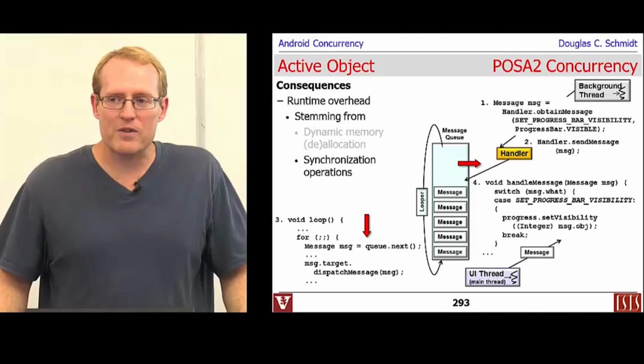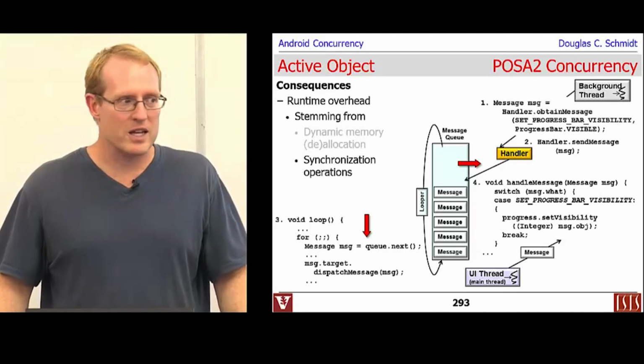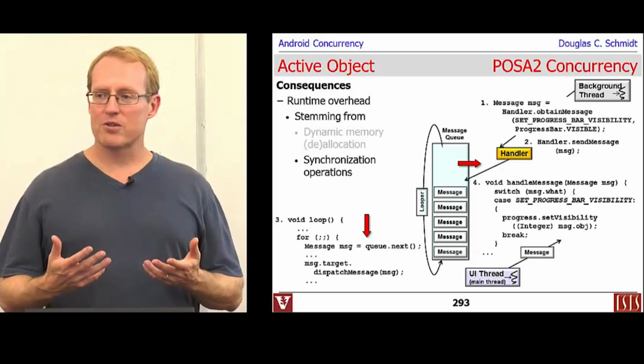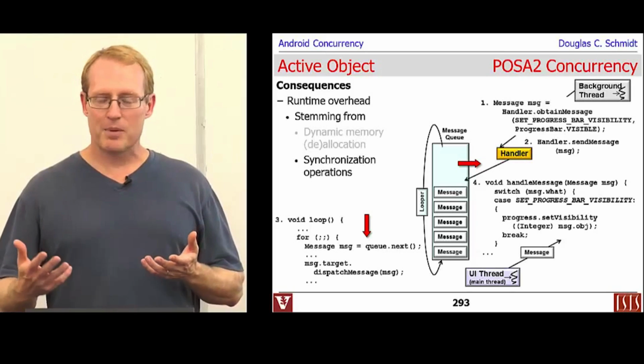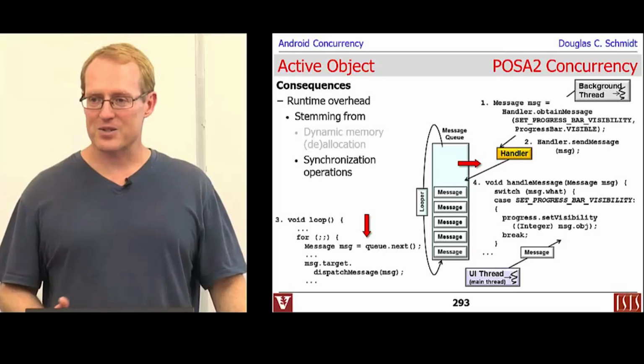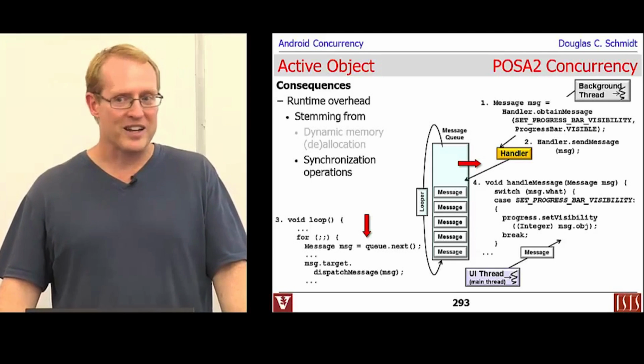Another consequence is that whenever you put these things on and off the queue, that involves synchronization operations. And synchronization operations are pretty fast, but they're not completely free. Nowadays, good synchronization operations that are implemented in hardware are probably running on the order of nanoseconds or tens of nanoseconds or maybe a microsecond or something like that. They're really fast, but it's more than nothing.